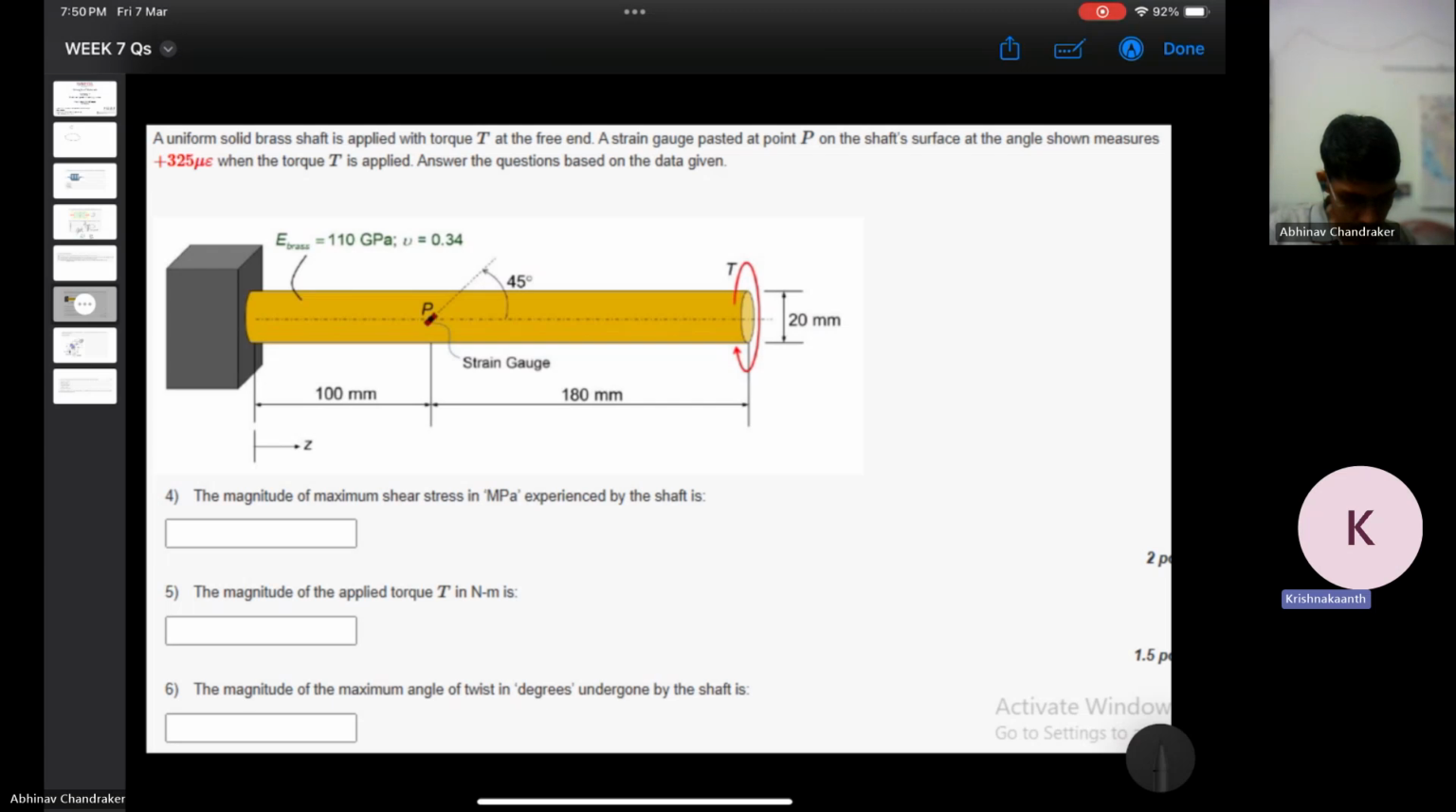This first question is directly an application of the formula: tau equals 16 MT divided by pi d cubed. The magnitude of applied torque in Newton meters, but we won't get maximum shear stress now because we don't have torque. Tau equals 16 MT by pi d cubed, but we don't have MT.